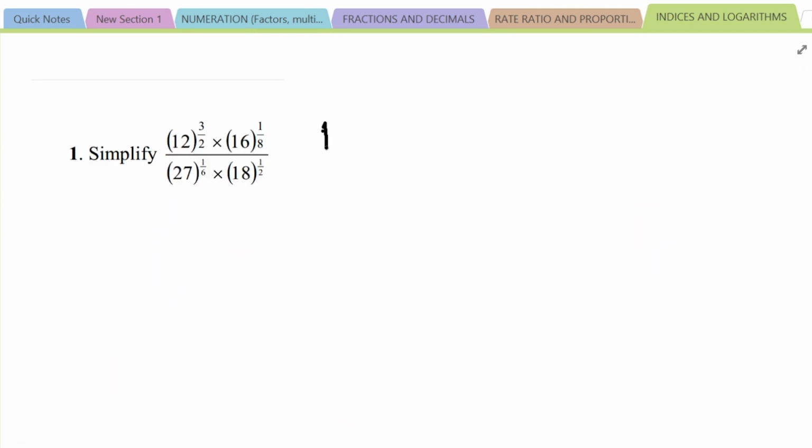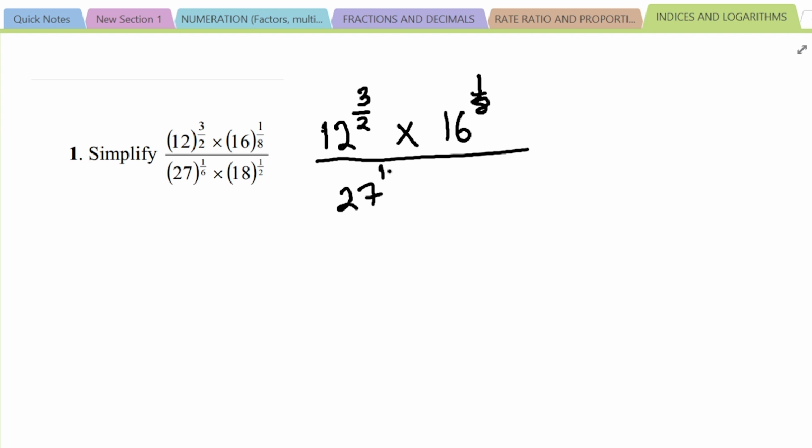Simplify this using indices. So this is going to become 12 to the power 3 over 2, multiply that by 16 to the power 1 over 8, divide that by 27 to the power 1 over 6, multiply that by 18 to the power 1 over 2. So this is the same as saying we are going to factorize these figures so that we simplify whatever we are seeing up there.